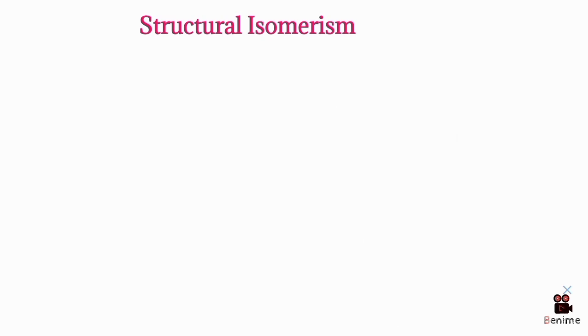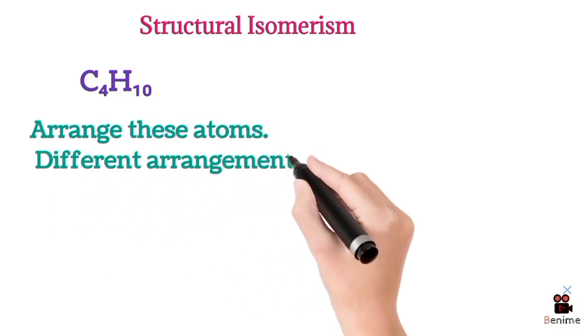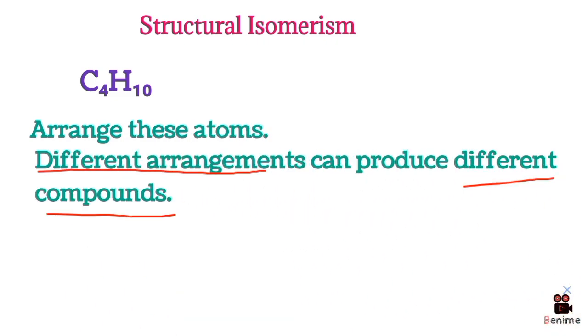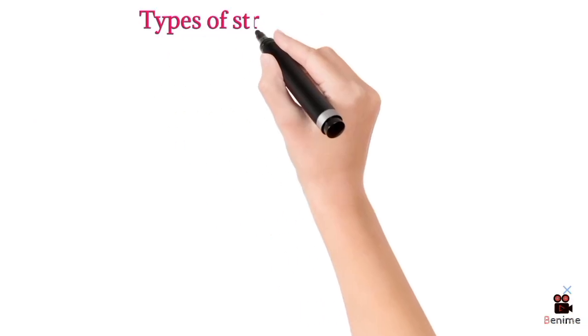Students, this topic becomes very easy if you understand structure building. So today we will not memorize. We will build structures step by step. Suppose I give the molecular formula C4H10. Now first understand what this means. C4 means 4 carbon atoms. H10 means 10 hydrogen atoms. Now students, our job is to arrange these atoms. Different arrangements can produce different compounds. This phenomenon is called structural isomerism. Now we will discuss different types of structural isomerism.